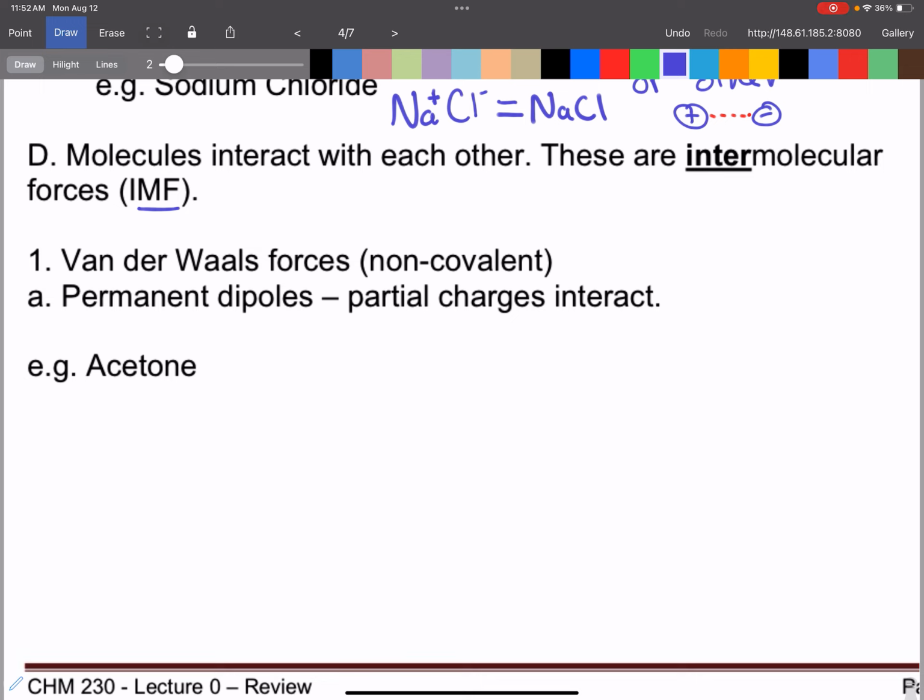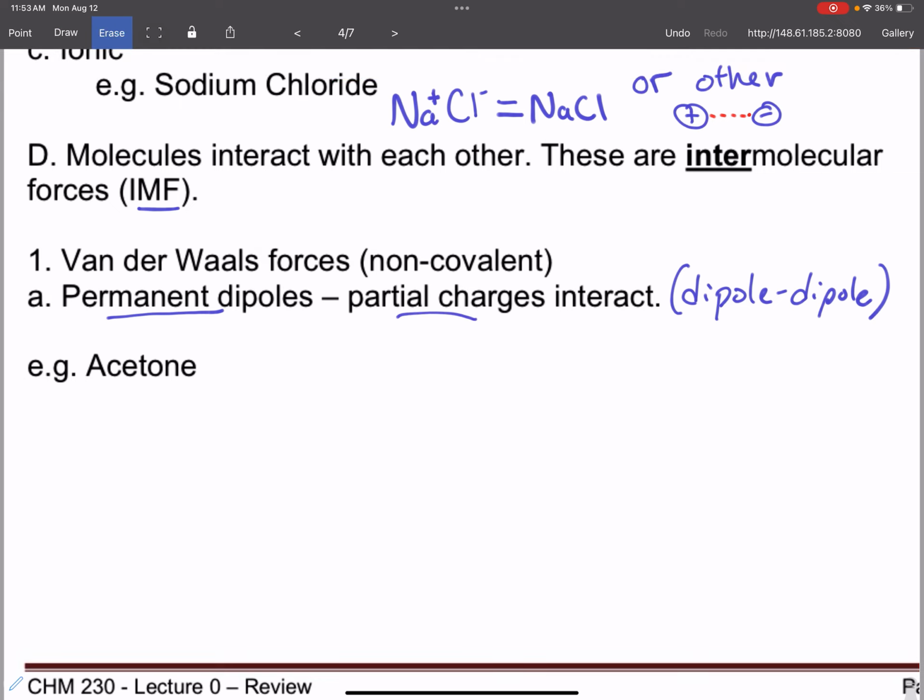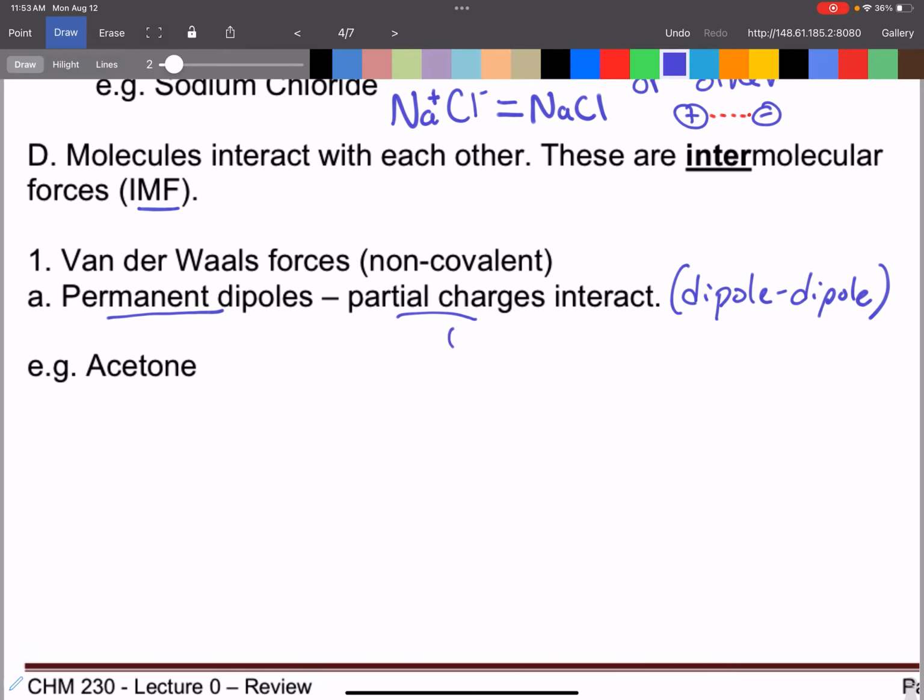And then there's essentially a permanent dipole from one molecule interacting with another permanent dipole in another molecule. So we often call these dipole interactions or permanent dipole interactions. And again, this has to do with partial charges, right? So we just talked about in the previous video this idea of delta positive and the delta negative. So we're going to have those two things interacting with each other.